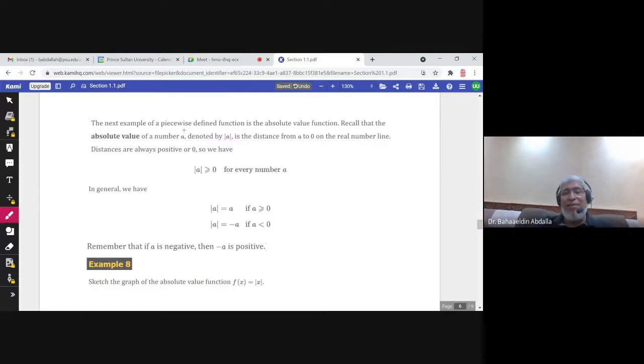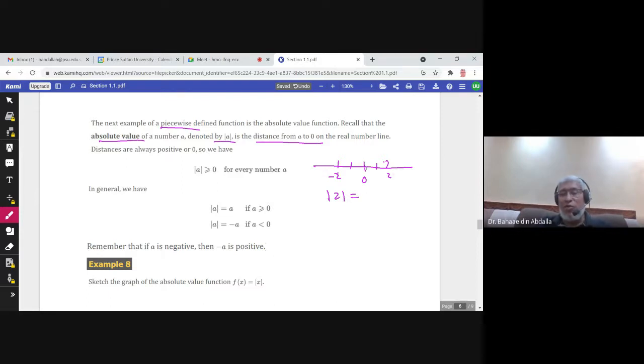The next example of a piecewise function is the absolute value. In fact, the absolute value is a piecewise function. What is the definition of this symbol? It is the distance from a to 0 on the real number line. Okay, so for example, this is the real number line. This is 0. This is 1. This is 2. This is -1. This is -2. Now, what is the absolute value of 2?